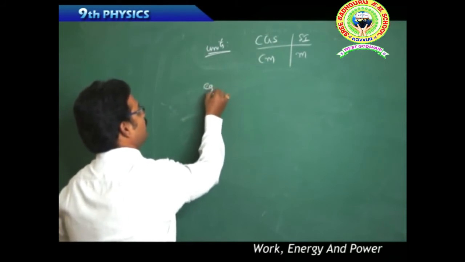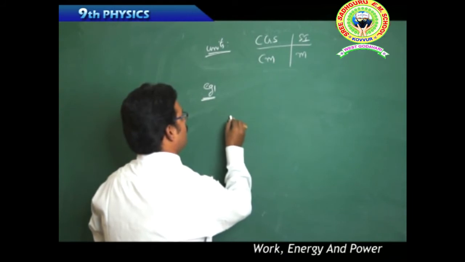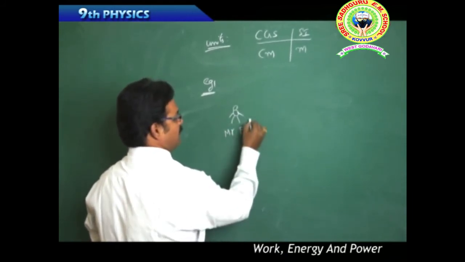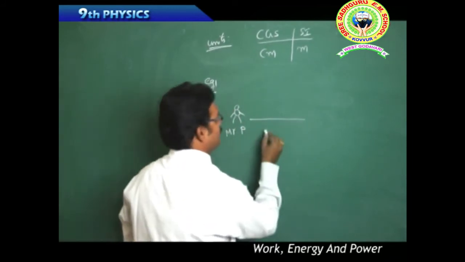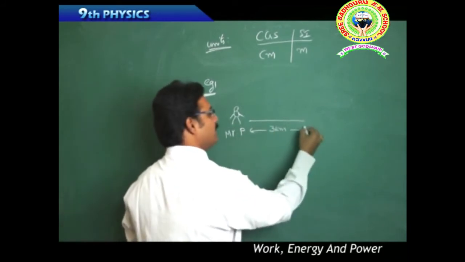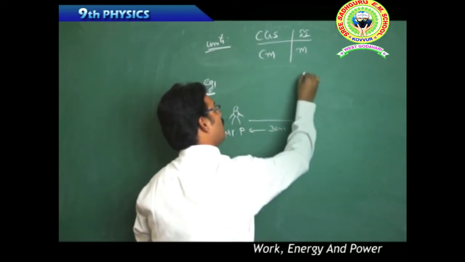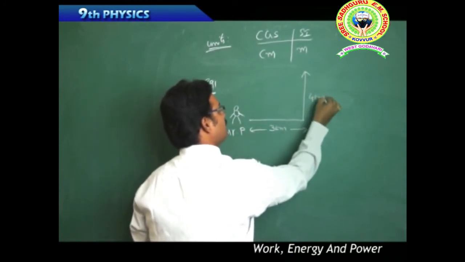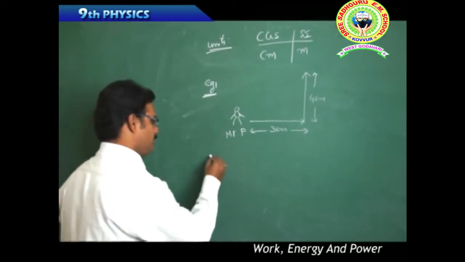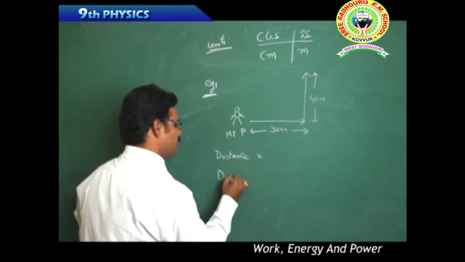Take one example numerical. There is a person called Mr. P who moves towards east a distance of 3 kilometers, and then he turns and travels towards north a distance of 4 kilometers. Now the question is, the distance traveled by Mr. P and the displacement traveled by Mr. P is what?